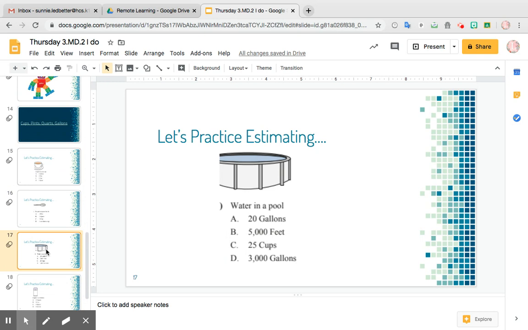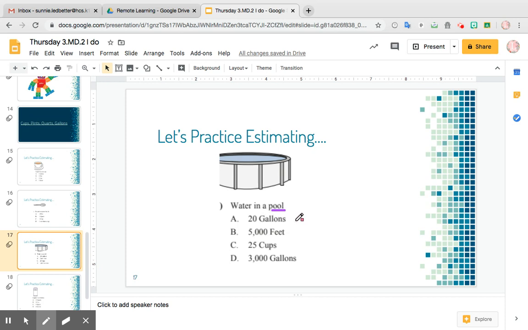All right, next slide. Water in a pool. Okay, so now we're getting to something big because I know a pool is big. So let me underline that, a pool. I know what a pool looks like. They gave me a picture of a pool. So let me look up my answer choices.